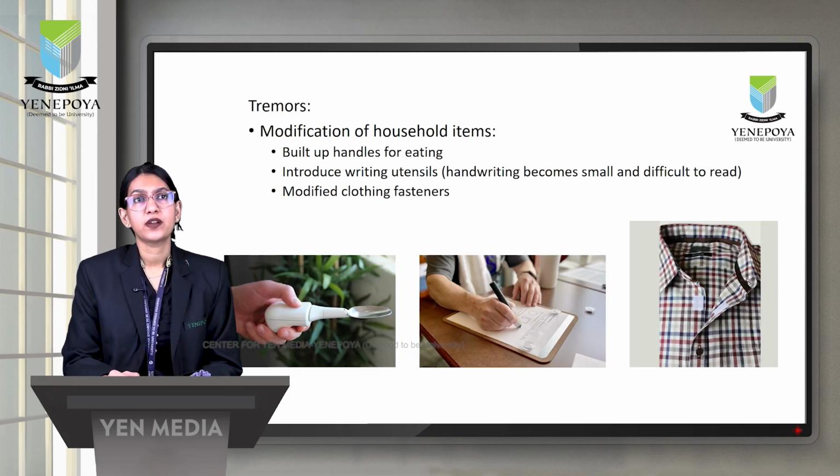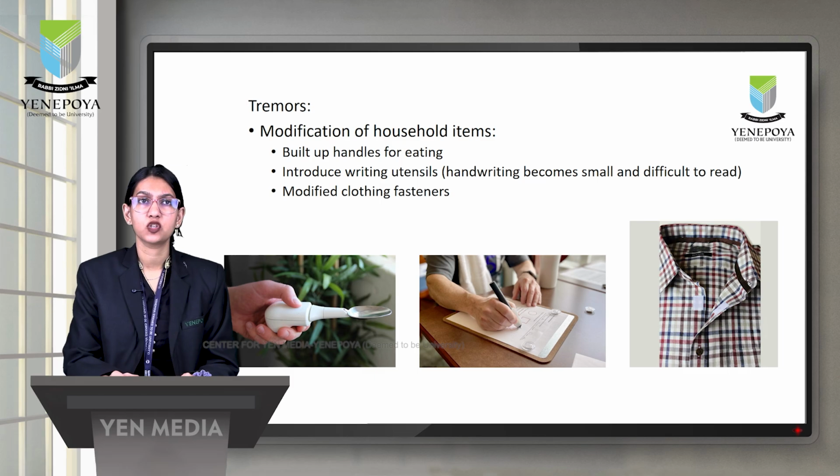To address tremors, modification of household items can be done. For example, built-up handles for eating, as shown in the first picture. Then the occupational therapist can introduce writing utensils, as shown in the second picture, because handwriting, as you know, becomes small and difficult to read. And another example is modified clothing fasteners as shown in the third picture using Velcro.